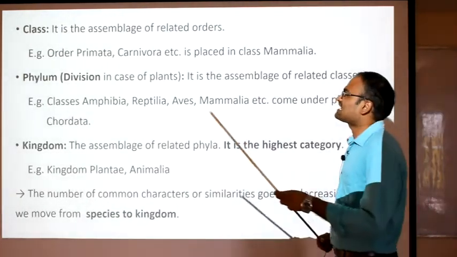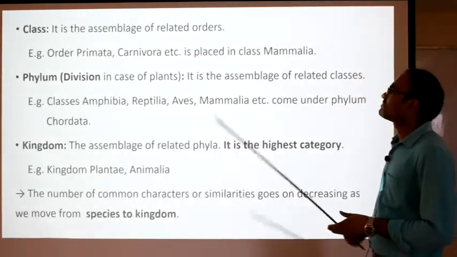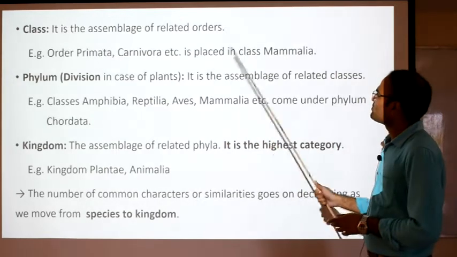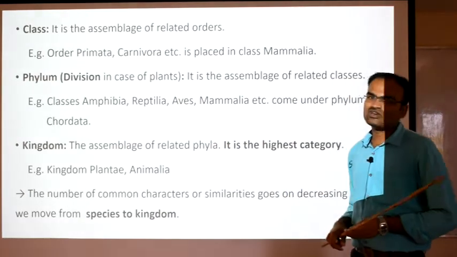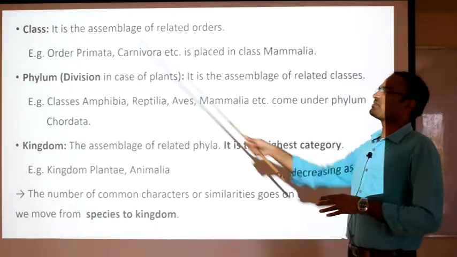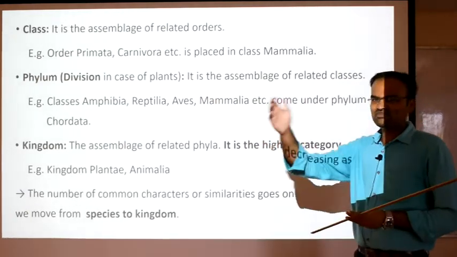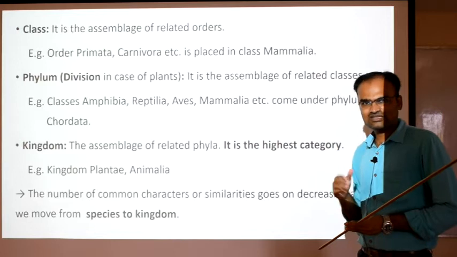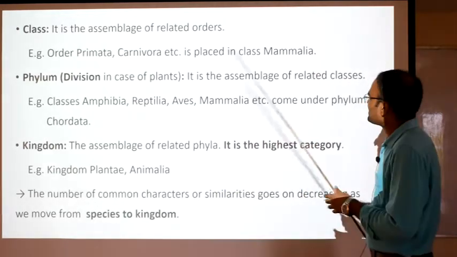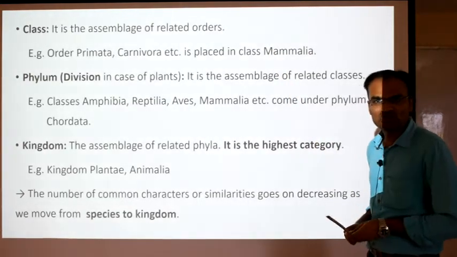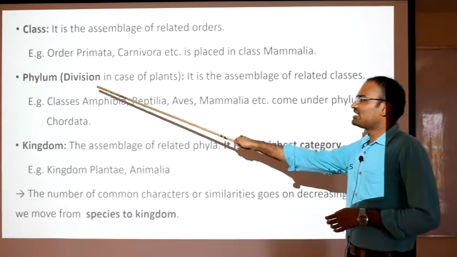Next one, the class. Class is the assemblage of related orders. For example, order Primata and order Carnivora, both have been placed in class Mammalia. So what are the similarities between Primata and Carnivora? Human beings belong to the order Primata and tigers belong to the order Carnivora. What is the similarity between humans and tigers and lions? The similarity is that we both possess mammary glands. That's why we have been included in the class Mammalia. The second highest category now, phylum or division.